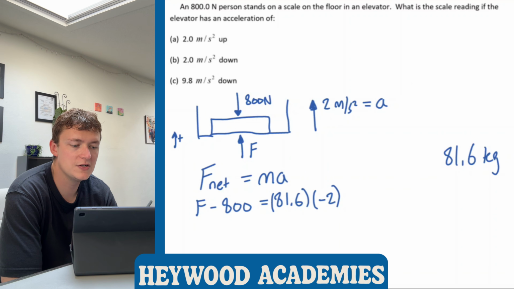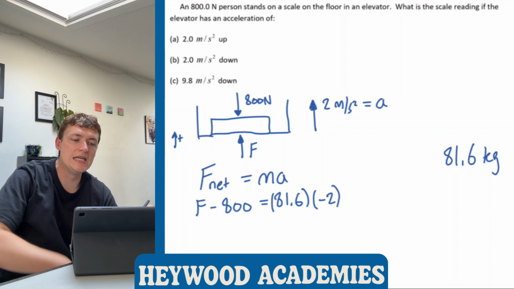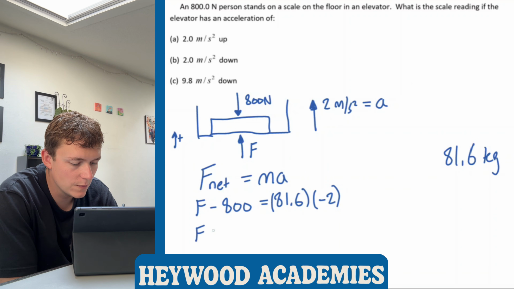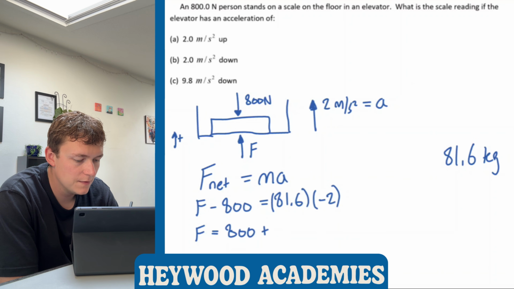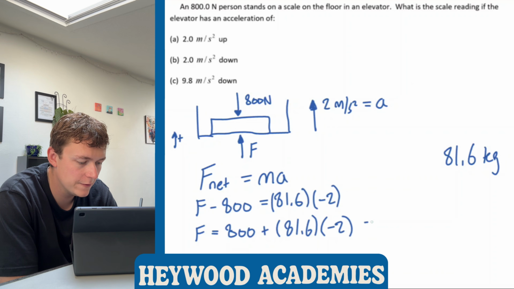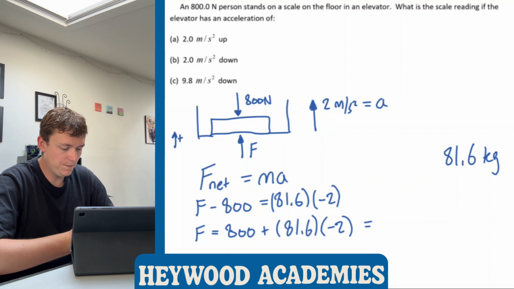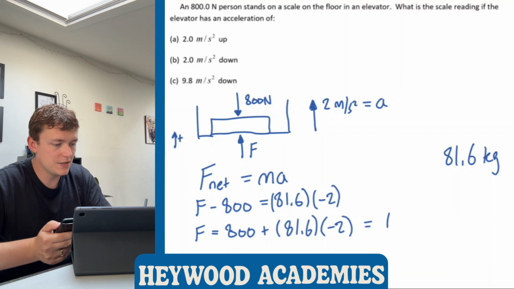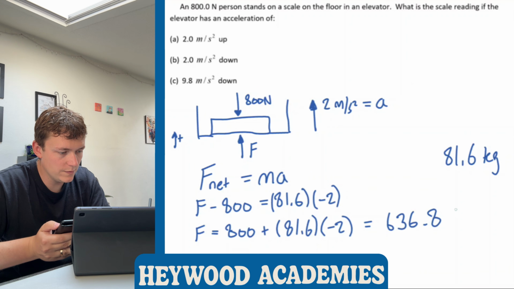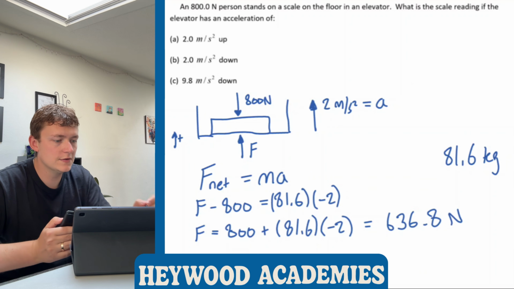So now our acceleration is going down, so it's going to be negative. So we'll end up with almost the same thing here. It's going to be 800 plus 81.6 times negative 2 now. So now the scale is going to read a little bit less than your normal weight because you're going down. So it's going to be 636.8 newtons.